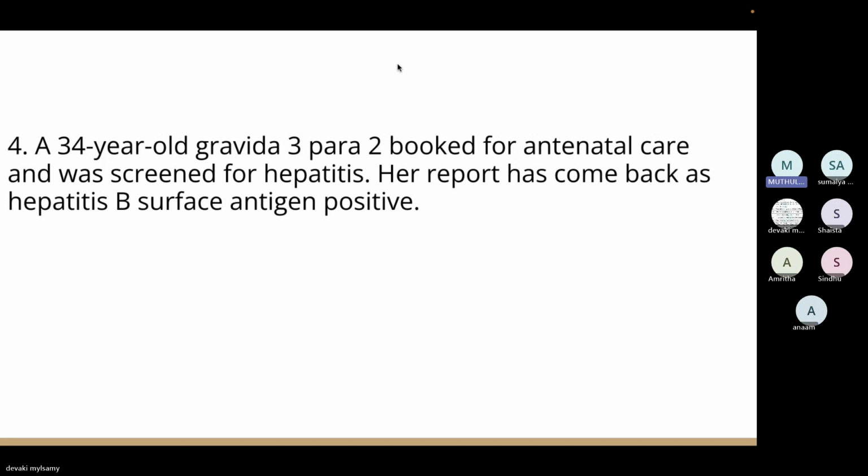If the viral load is high, she will be started on antivirals if necessary to reduce the risk of transmission. During delivery, the neonatology team will be informed and universal precautions will be followed. Post delivery, the baby will be vaccinated, and hepatitis B immunoglobulin will be given within 12 hours of birth. She will be screened for other sexually transmitted infections, and her partner will also be screened. If negative, the partner will be offered vaccination.